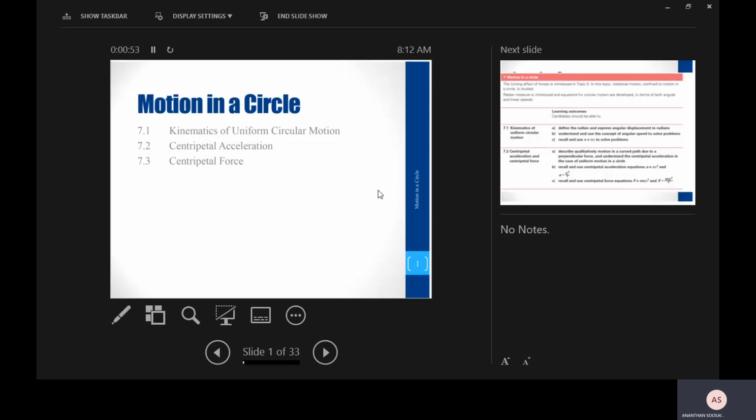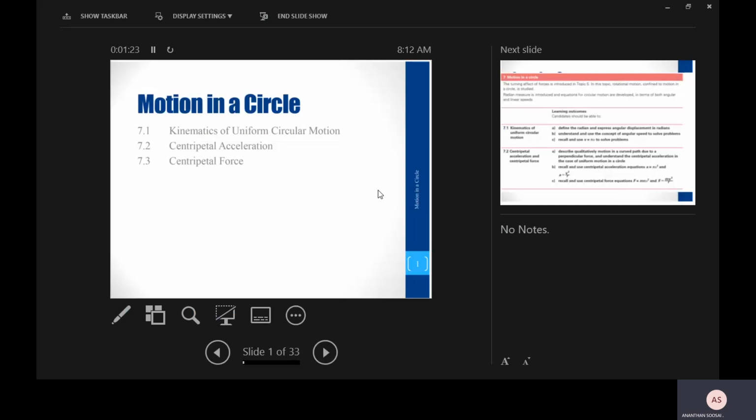Okay, so motion in a circle. This is about moving in a circle. I want to ask you one question before we start. Your AS knowledge: anything that moves with a constant speed, can it accelerate? It's a very important term. Anything move with a constant speed, can it accelerate?